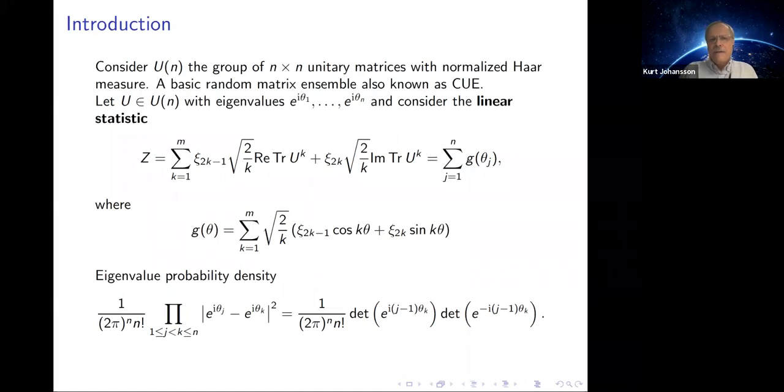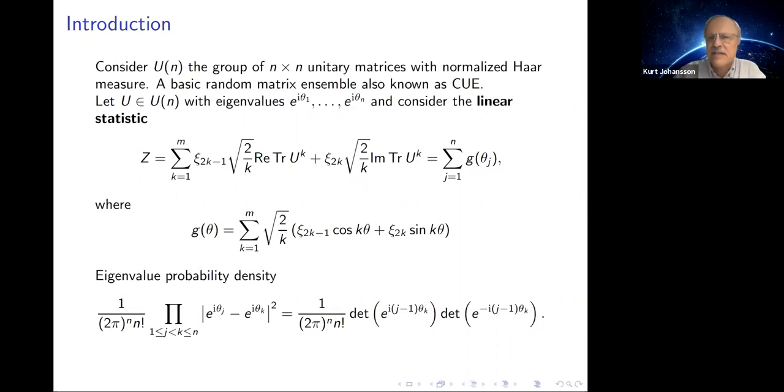We look at the matrix U from the unitary group, and it has eigenvalues on the unit circle with angles θ1 to θn. We look at a linear statistic of these eigenvalues. More particularly, we're interested in the traces of powers of U. We can group them together as we take the real and imaginary parts of the traces of U to the k with some coefficients. The square root of 2 over k is just a convenient normalization here.